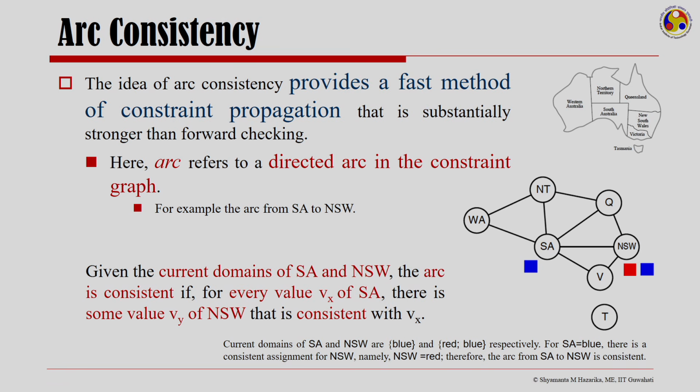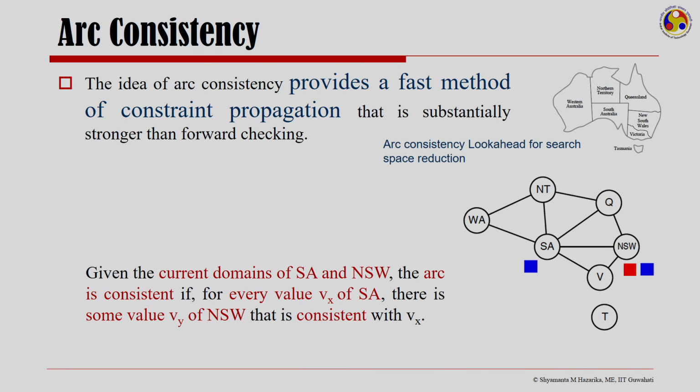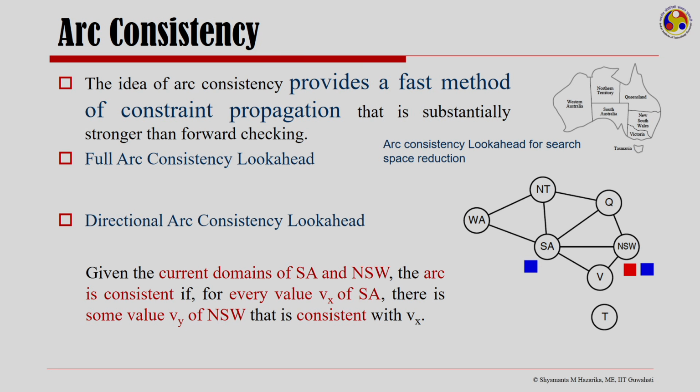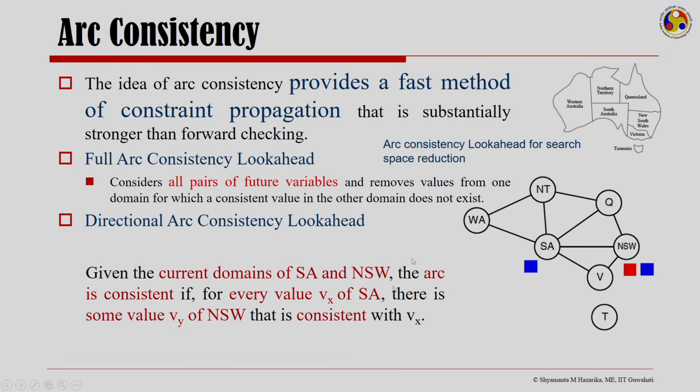All that the arc consistency tells me is that I have a consistent arc from SA to NSW. Arc consistency can be used as a look ahead to search for space reduction, and the idea is in two ways. Either we look for full arc consistency look ahead, or we look for directed arc consistency look ahead. The full arc consistency look ahead is about considering all pairs of future variables and then removing values from one domain for which a consistent value in the other domain does not exist.